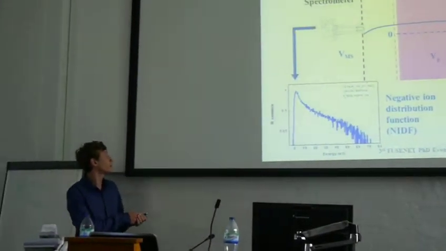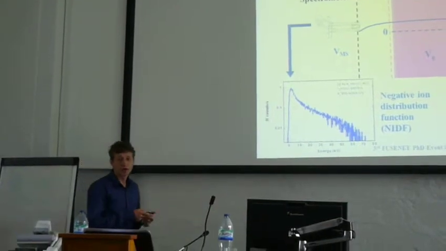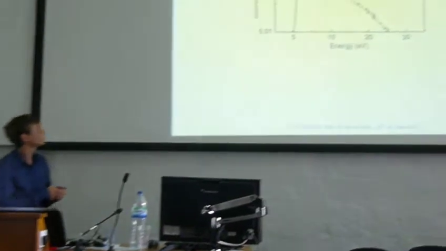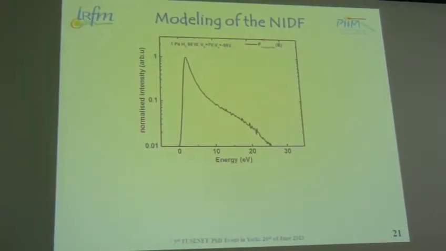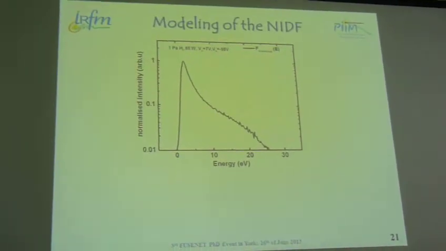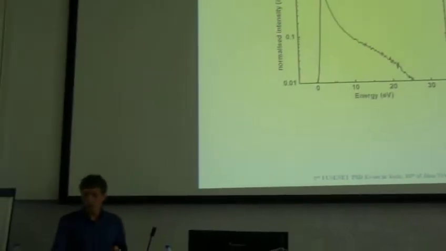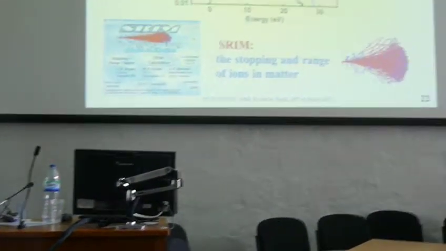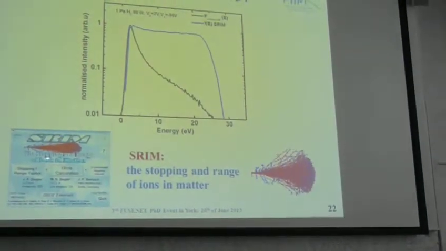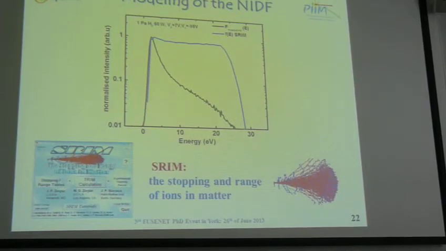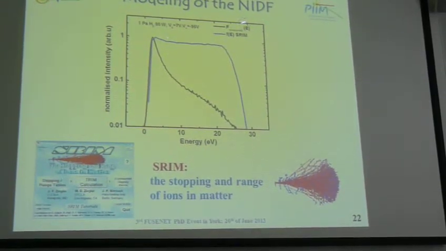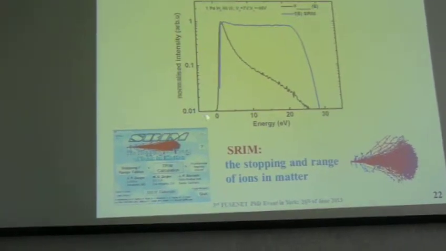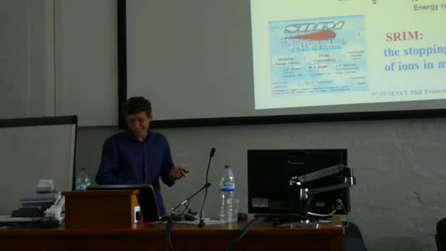The number of counts is a function of negative ion energy. Quite simple. So here you see the experimental result. And to understand what is happening inside our plasma, we try to do the modeling. So the first step for the modeling was that we took the stopping and range of ions in matter, the SRIM program. It's a quite simple tool, but it's powerful and delivers us the distribution of neutral particles leaving our surface. Okay, so it's not quite what we measure, right?